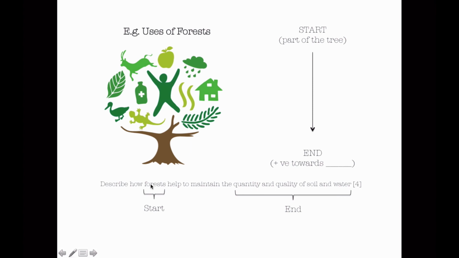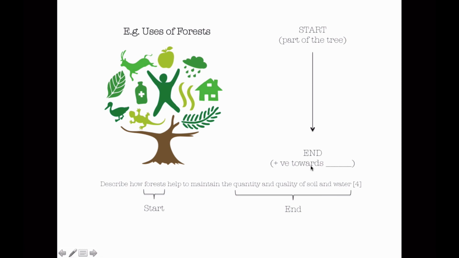So how do you get the answer? For instance, forest and quantity of soil: how does forest help to maintain the quantity of soil? The starting point is the forest, the ending point is the quantity of soil being maintained. So the first thing is forest. Going down, which part of the forest? You will be thinking, which part of the tree actually helps to maintain the soil? The answer is the roots. The roots over here will help to anchor the soil firmly together, and it will reduce soil erosion, and hence the quantity of the soil is maintained. First stop, the students will get 1 mark.